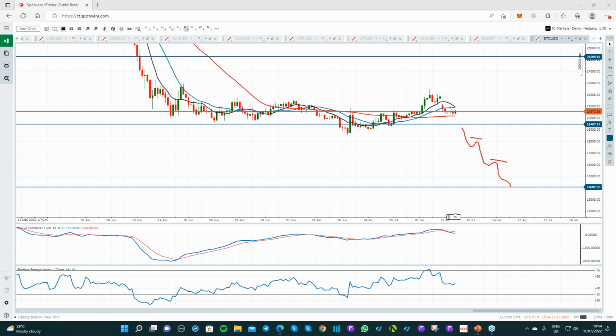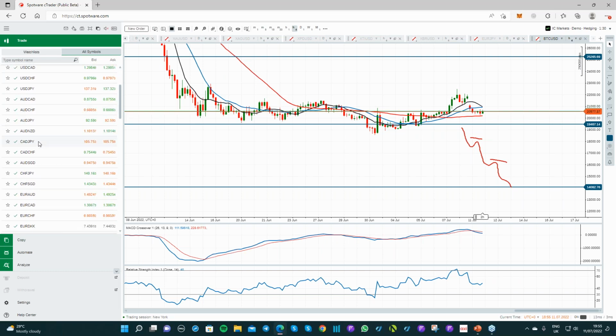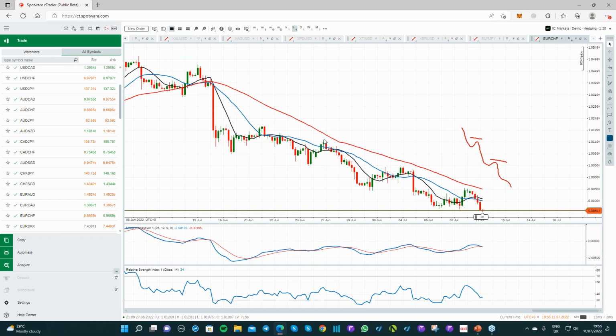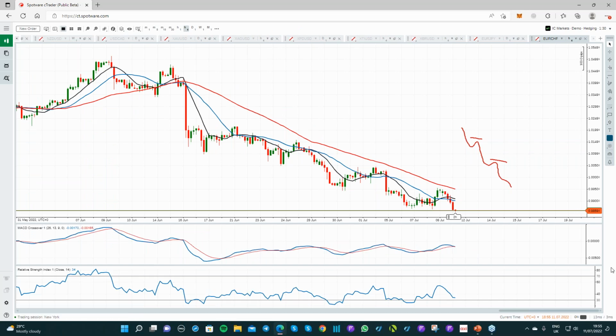Let's just see if we've got any more questions. Quick look at Euro Swiss. Euro Swiss is actually a really good one to use for horizontal levels, because price on Euro Swiss tends to really respect those horizontal levels. So let me just have a very quick look at this.